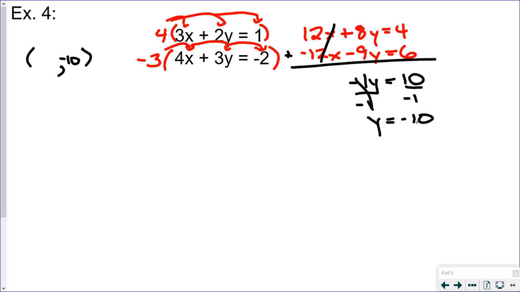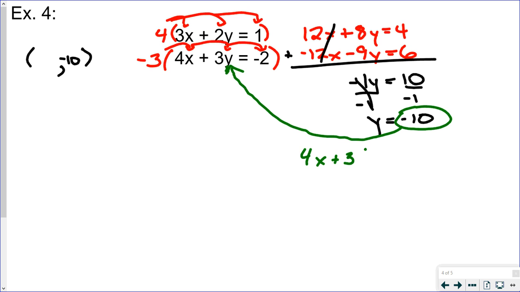So I don't know, let's plug it into, well, we'll plug it into the bottom one. But you could plug it into the top one. That would be fine also. So I'll plug it in for y here. I'll plug in -10. Or I should say substitute. That's what we're doing, substituting here. So I plug that in. It gives me 4x plus 3 times -10 equals -2. So 4x minus 30, because that comes out to -30, equals -2.